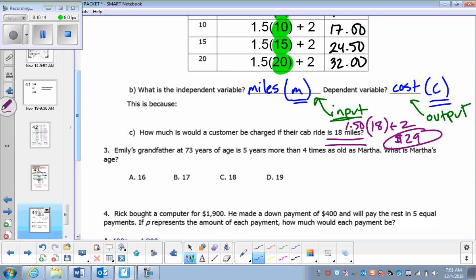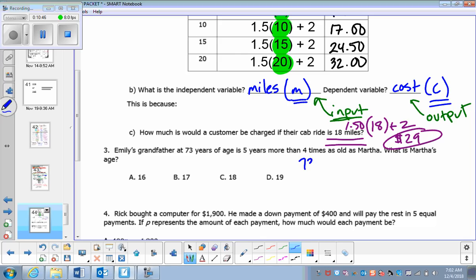All right, so far all of our problems have kind of been money related, where we're plugging things in and getting an output. Take a look at number 3. In number 3, we're looking at a situation where Emily's grandfather is 73 years old, and that is 5 years more than 4 times as old as Martha. What I'm going to do off to the side is write this kind of like our translating notes.